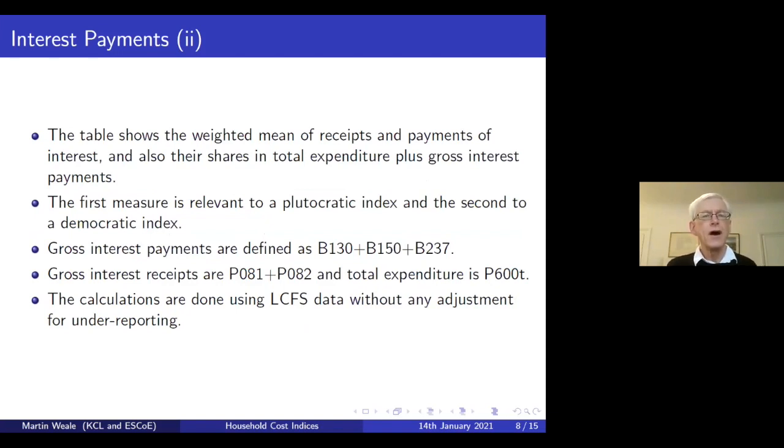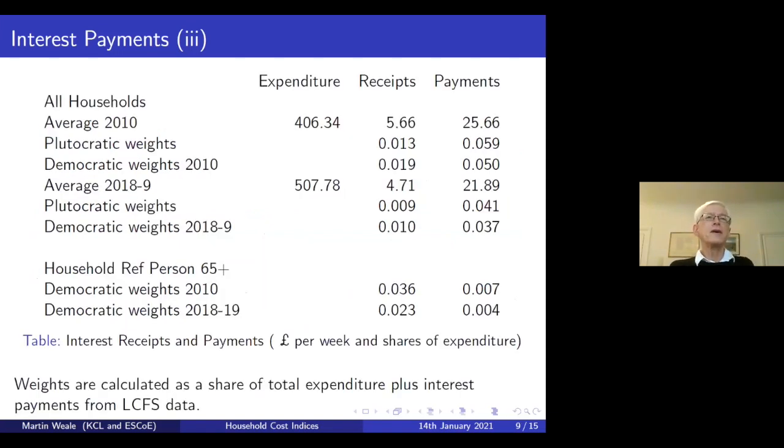These are of course subject to the Office for National Statistics pointing out that I've used numbers I shouldn't have used, or have used them in the wrong way. But anyway, here's what I found. So in 2010, the average across all households' expenditure was £406 a week. Receipts of interest were £5.66 and payments were £25.66.